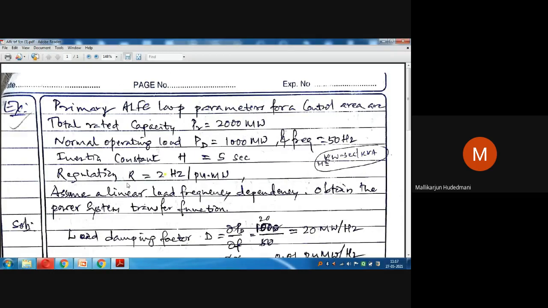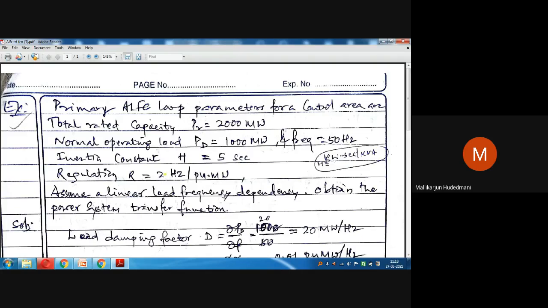Then the area's regulating characteristic is 2 hertz per pu megawatt. So you have been given R, H, demand, generating plant capacity, and the frequency of its nominal working. Then assume a linear load frequency dependency, which means a change in frequency causes a change in load. Like that, obtain the power system transfer function.